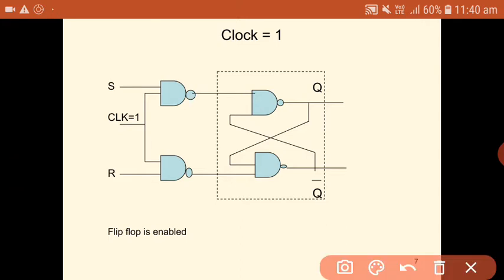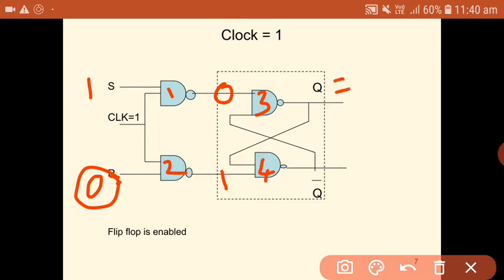We will see the second combination. What is the second combination? R is equal to 0 and S is equal to 1. If you observe, the output of the second NAND gate will be equal to 1, because one of the inputs is 0. And what about the first NAND gate? Since 1 1 are applied as inputs to the first NAND gate, the output of the first NAND gate will be equal to 0. So since 0 is one of the inputs to the third NAND gate, the Q output will become 1 and Q bar output should become 0.